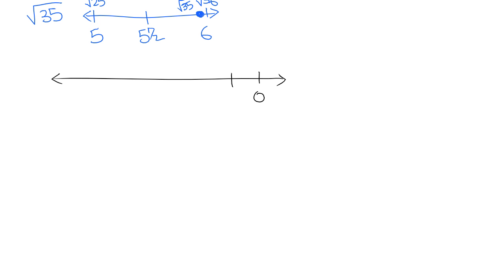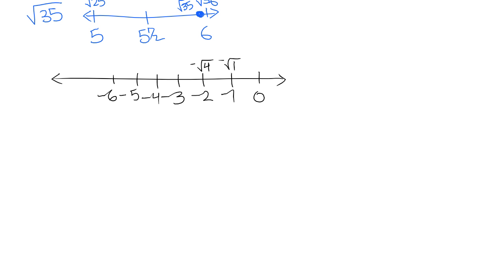So let's go -1, -2, -3, -4, -5, and we'll just go out to -6 this time. And we know that the square root of 1 is 1, and so then it's negative. The square root of 4 is 2, and that's negative.